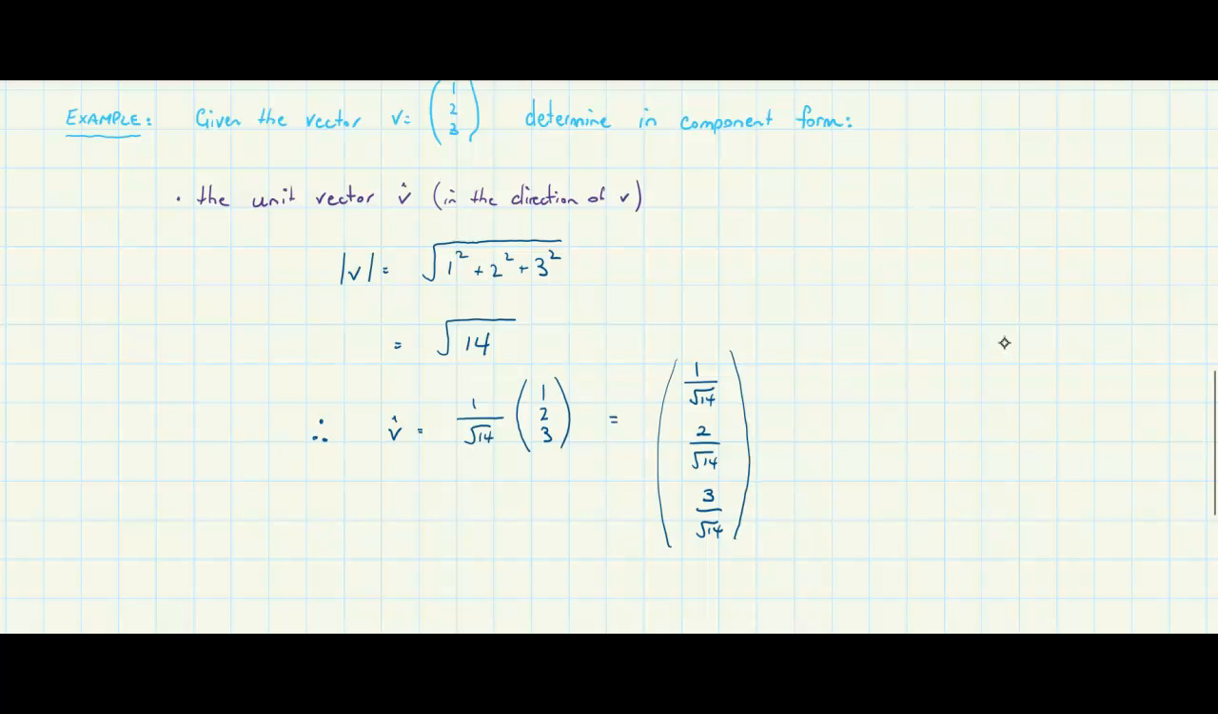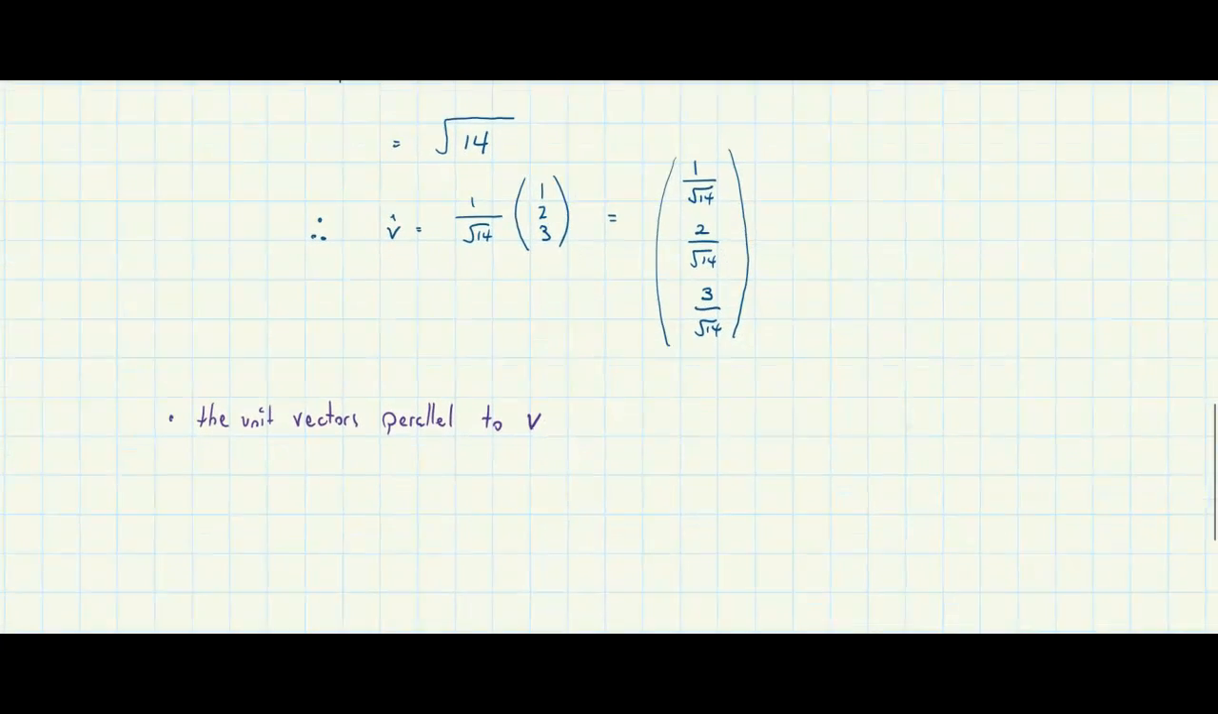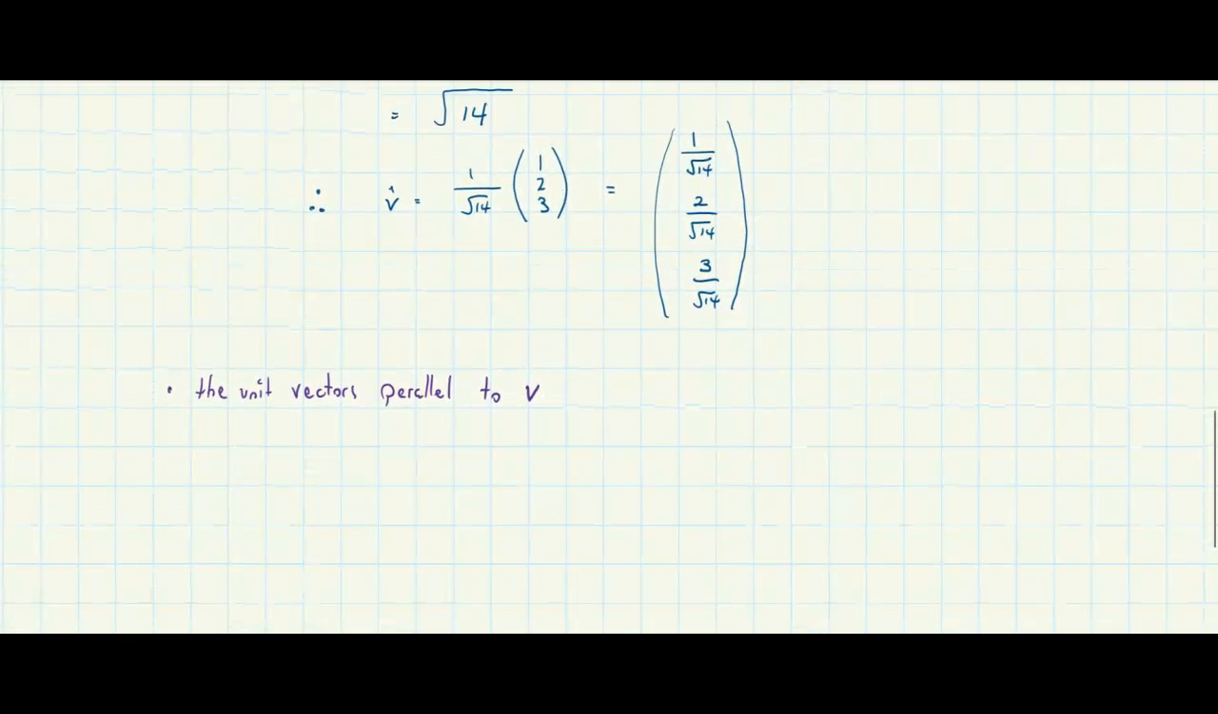as a unit vector in the direction of v. Okay, so the second part to this example asks for the unit vectors parallel to v. Right, so let's just think about the difference there. The difference here is that we're not after the unit vector in the direction of v, we're after the unit vectors parallel to v. So the only difference here is that we're okay to go in both directions.